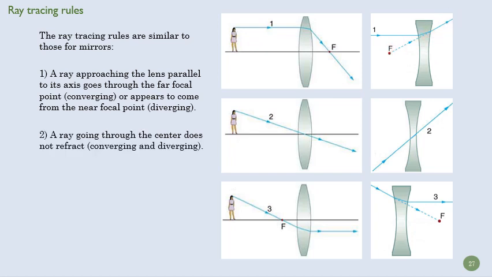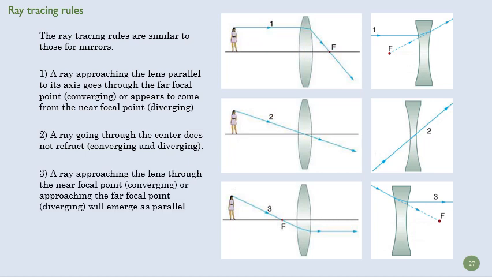A ray going through the center doesn't refract. Why is that? Well, because your ray is coming in perfectly normal to the surface, right? Because at that point, the surface is like this, and so any ray hitting there in a parallel way is just going to keep going straight.